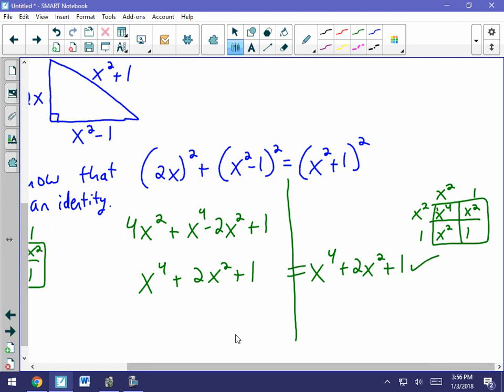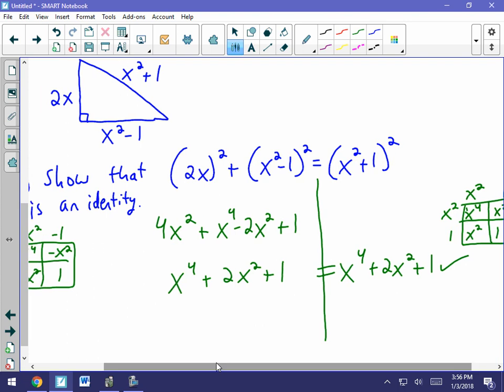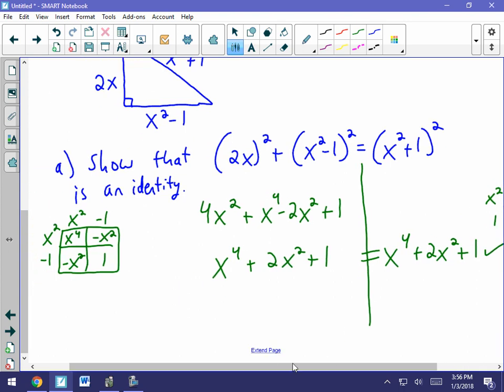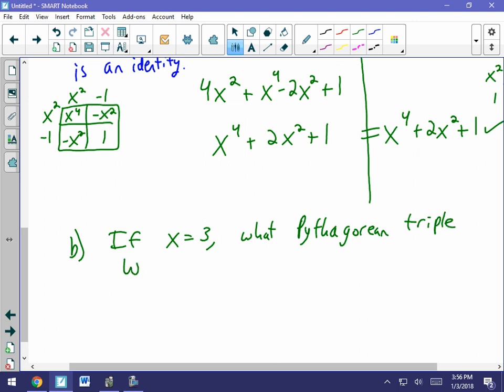All right, so again, I've got the work to show that both of those things are equivalent to each other. So that means this is true no matter what the value of x is, so I proved that it was indeed an identity. Okay, so now that we have that, we can actually use it to generate some Pythagorean triples. It says if x is equal to 3, what Pythagorean triple would this produce?